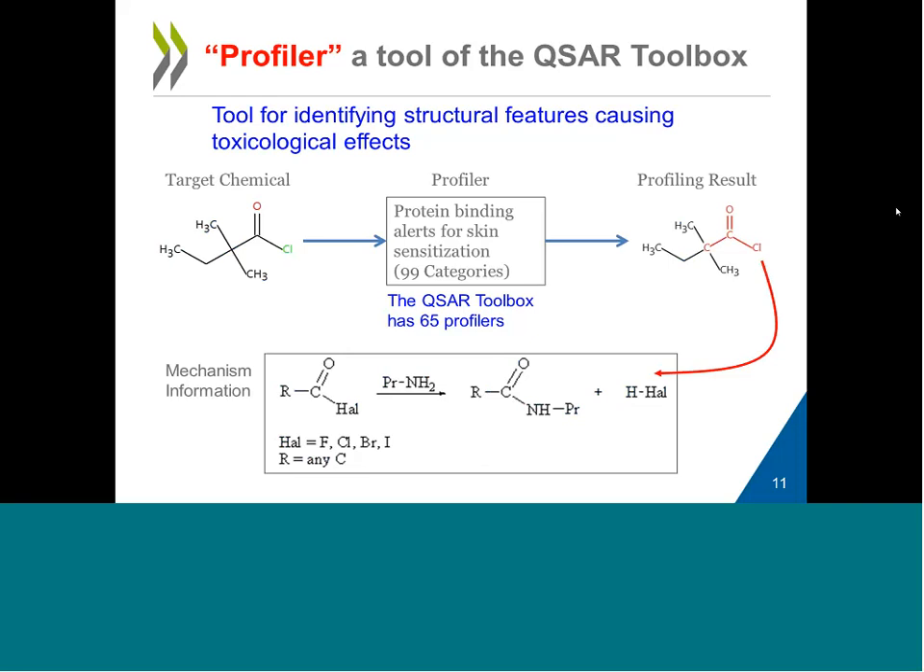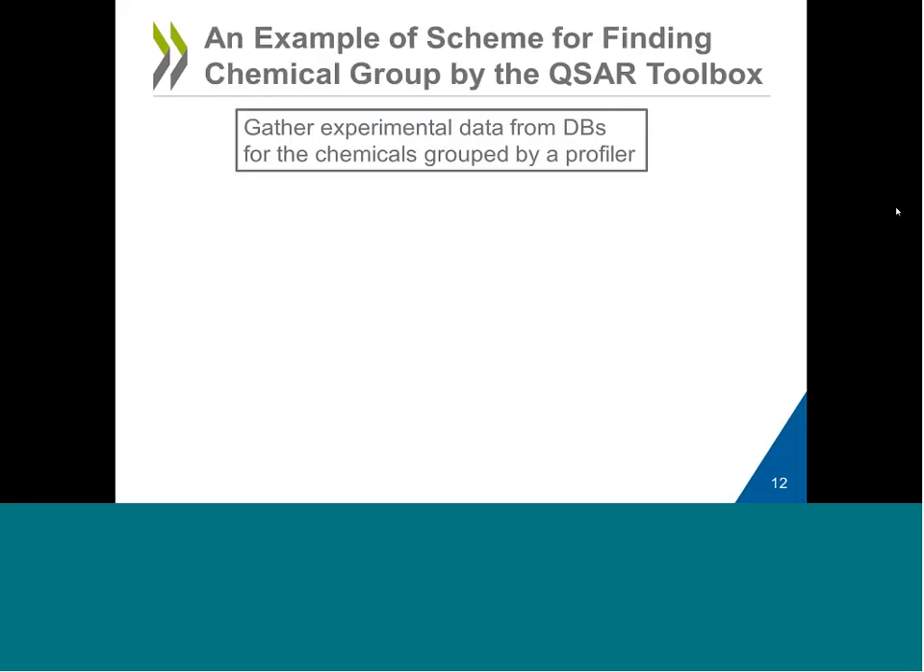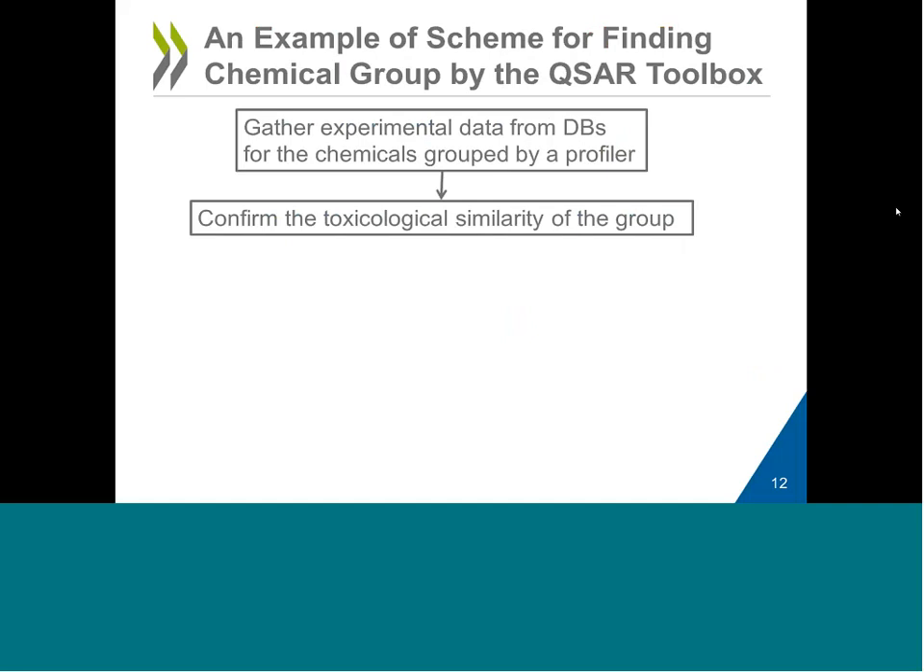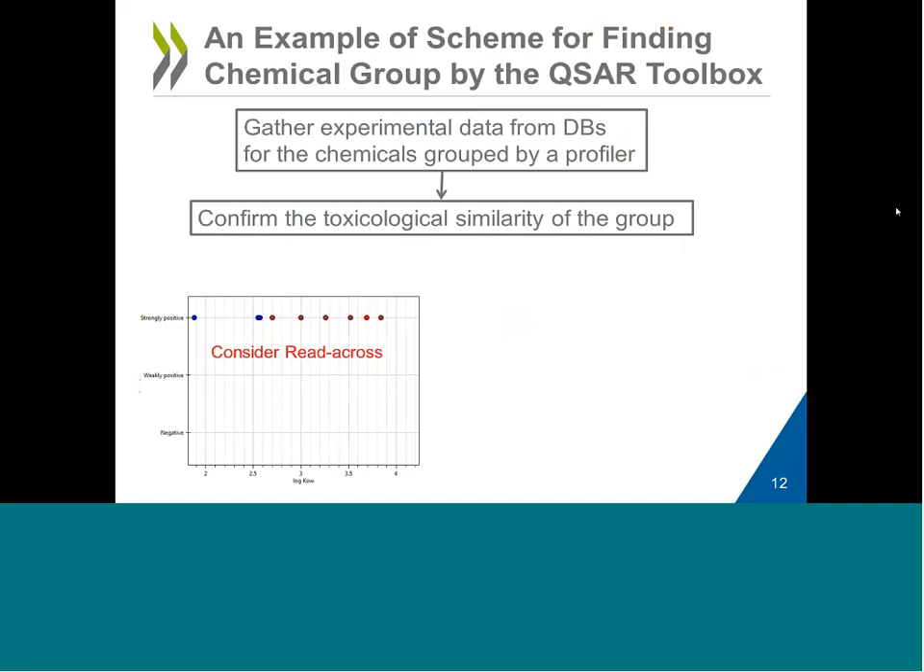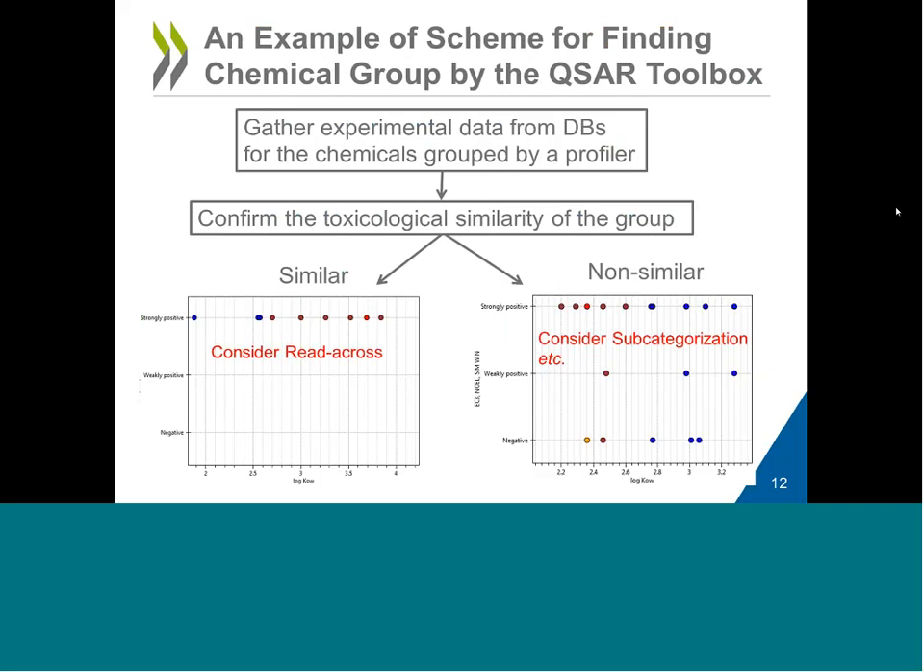This functional group can be used for the hypothesis for grouping, because protein binding is the first key event, the molecular key event, of the AOP of skin sensitization. And then you can gather experimental data from the databases in the QSAR Toolbox for the chemicals grouped by a profiler. And you can confirm the toxicological similarity of the group of chemicals gathered. If the group of chemicals show similar toxicity, you can consider conducting read-across. If the group of chemicals doesn't show similar toxicity, you need to consider another way, such as subcategorization.